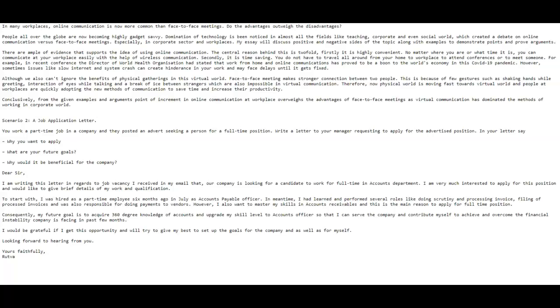People all over the globe are now becoming highly gadget savvy. Domination of technology is been noticed in almost all the fields, like teaching, corporate, and even social world, which created a debate on online communication versus face-to-face meetings, especially in corporate sector and workplaces. My essay will discuss positive and negative sides of the topic, along with examples to demonstrate points and prove arguments. Okay.